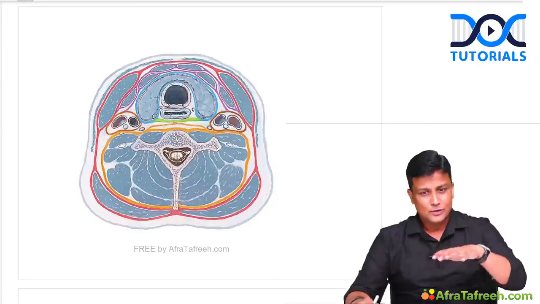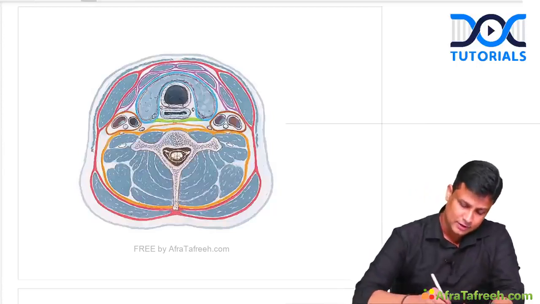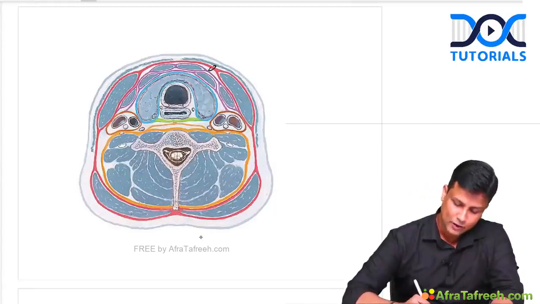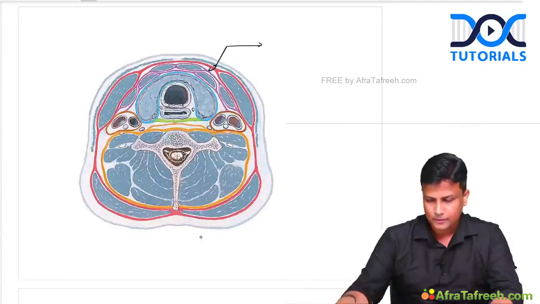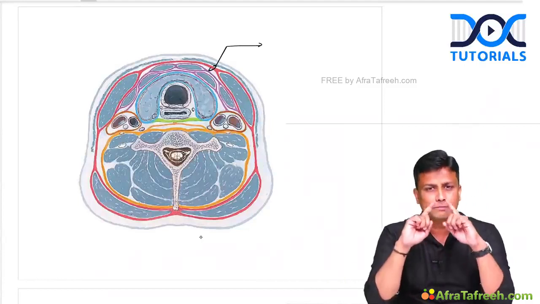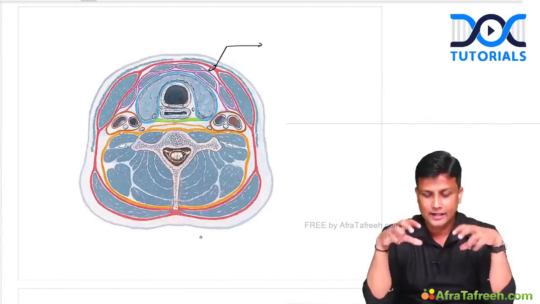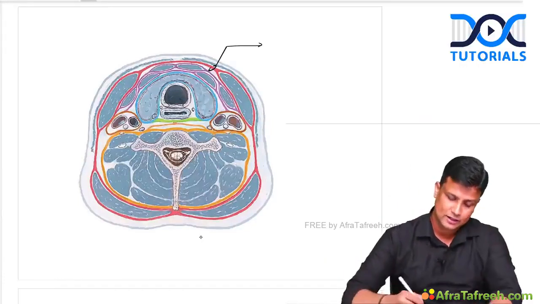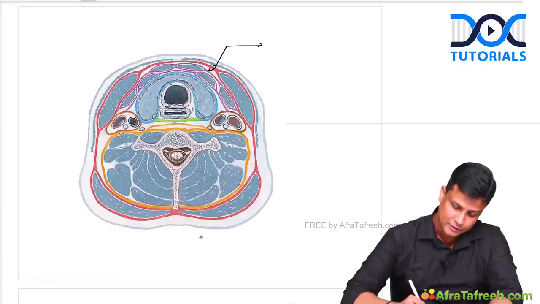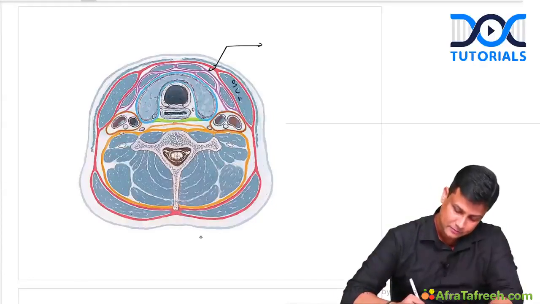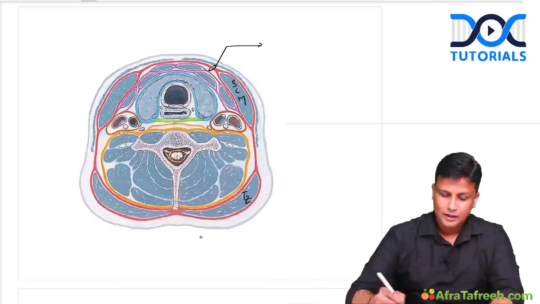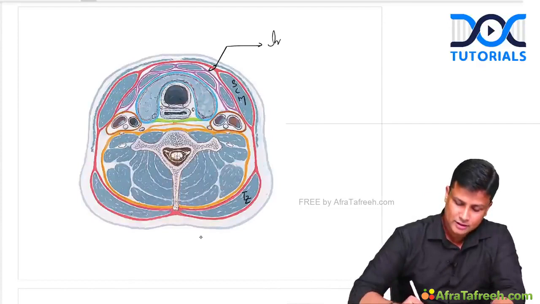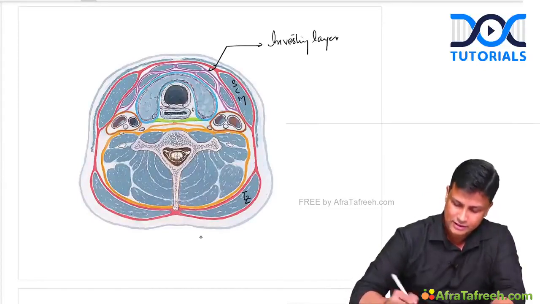Now, once you take a transverse section of the neck over here, yes, my dear friends, there will be one fascia over here, which you are able to see in red color. This fascia is present throughout the neck, and it is splitting and enclosing two important muscles. Number one, the sternocleidomastoid muscle here, and then the trapezius muscle over here. And this is known as the investing layer, or the investing fascia.